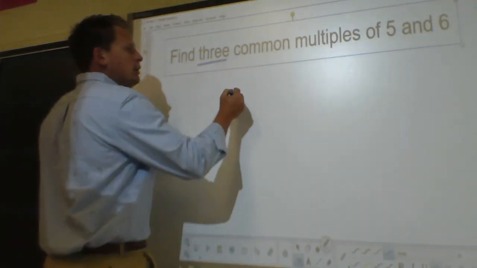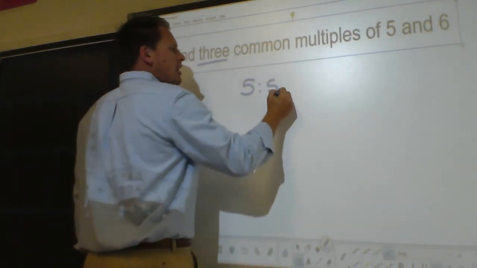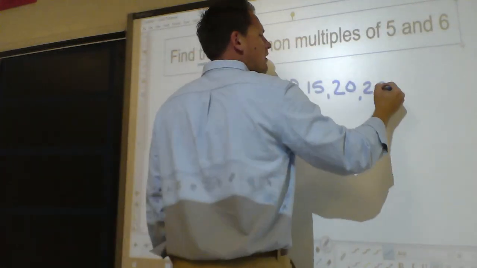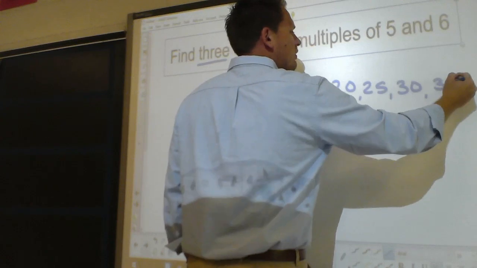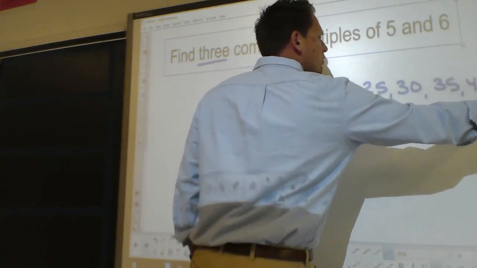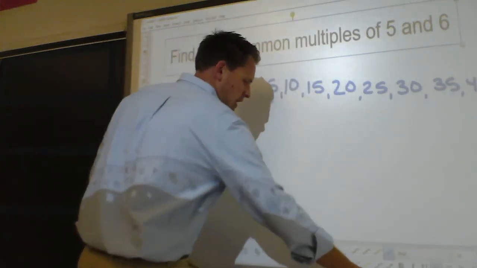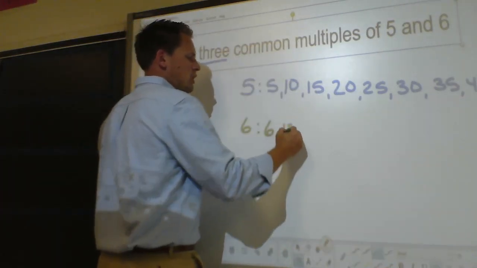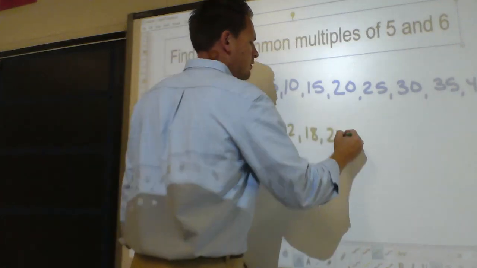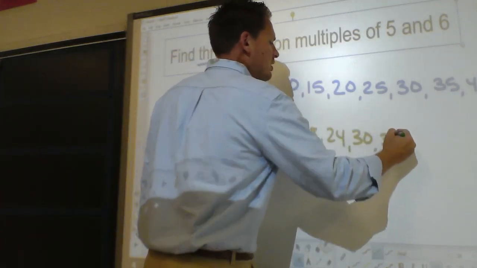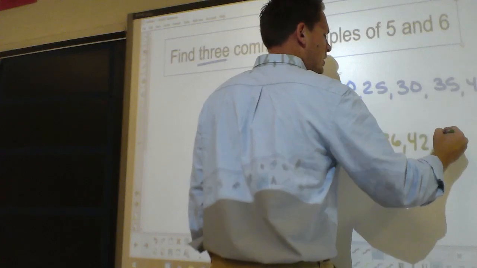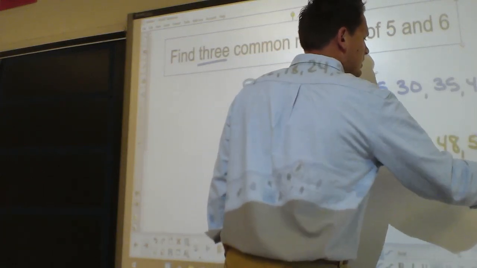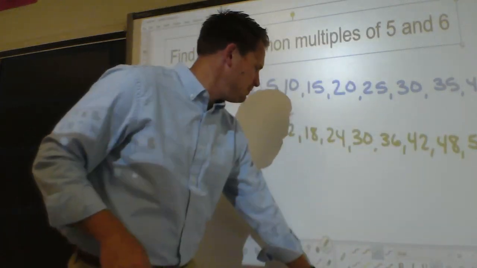All right, so here we go. On this 5, it's going to be 5, 10, 15, 20, 25, 30, 35, 40. All right, let's see what happens with 6. You got 6, 12, 18, 24, 30, 36, 42, 48, 54, 60. Let's see how many we got.